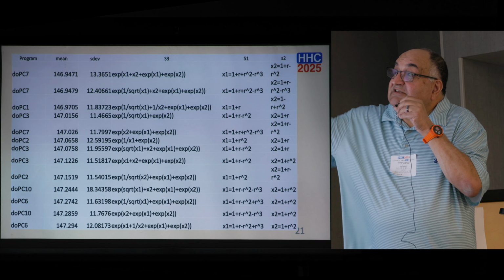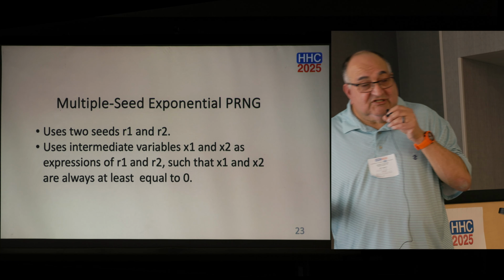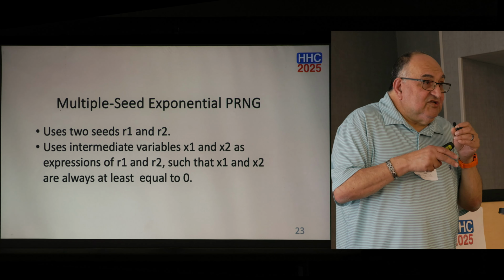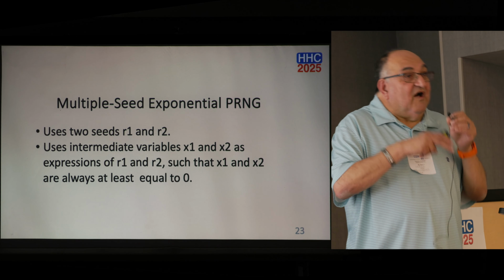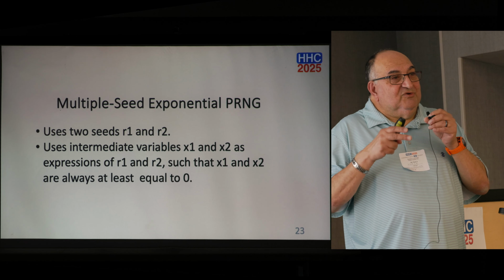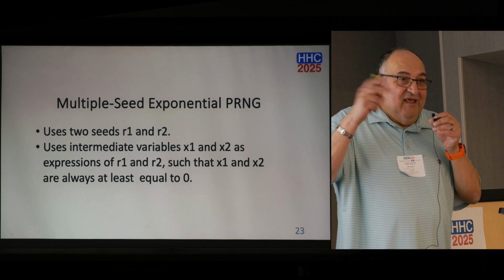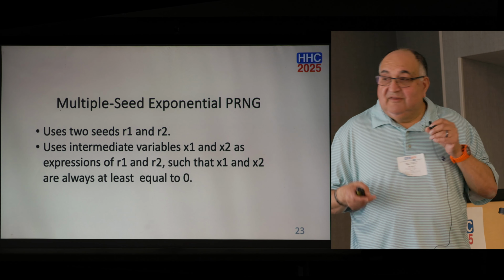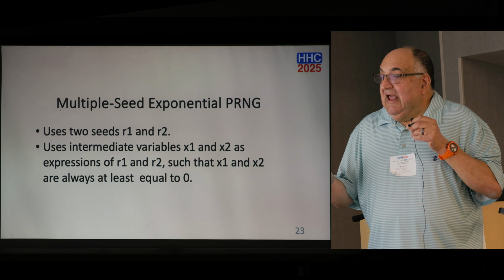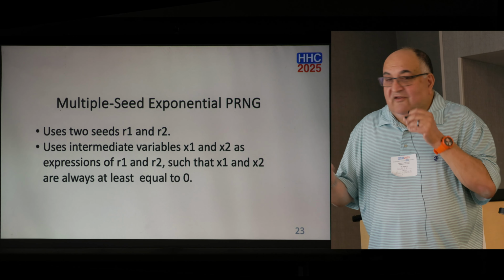The third set is the multiple seed exponential random number generator. I used 2 seeds, and I use 2 intermediate variables. Most of the time x1 is a function of r1 only, and x2 is a function of r2 only, but at the end I start mixing both. And of course, these 2 intermediate variables are always equal or greater than 0.